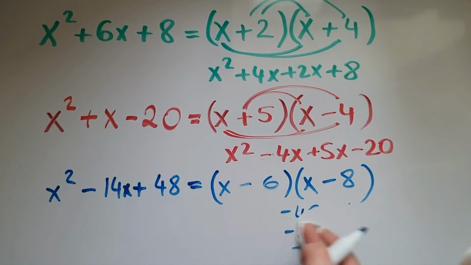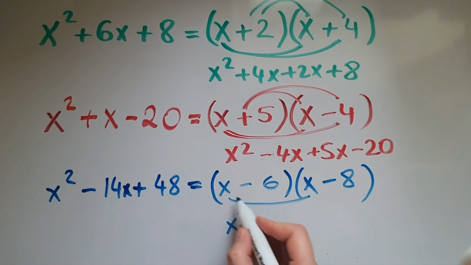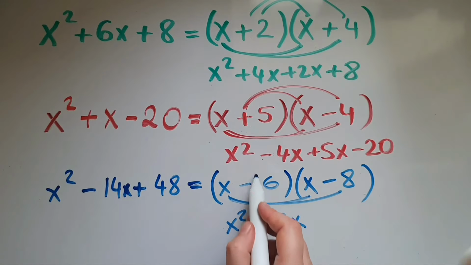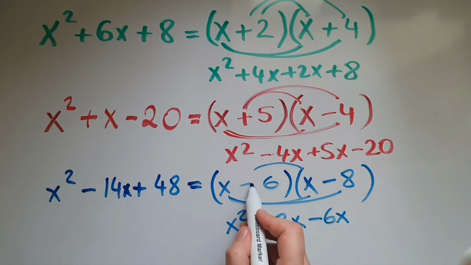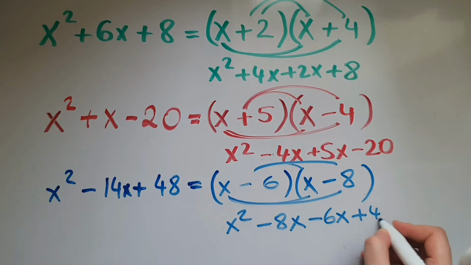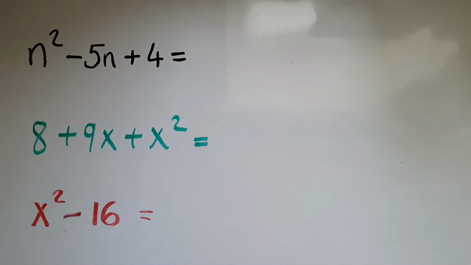Let's reverse the process. So x times x is x squared. x times negative 8 gives us minus 8x. Negative 6 times x gives us negative 6x. And negative 6 times negative 8 gives us 48. Collecting the like terms, we'll get here negative 14x, and that's what we have here as well. Let's have a look at a few more examples.